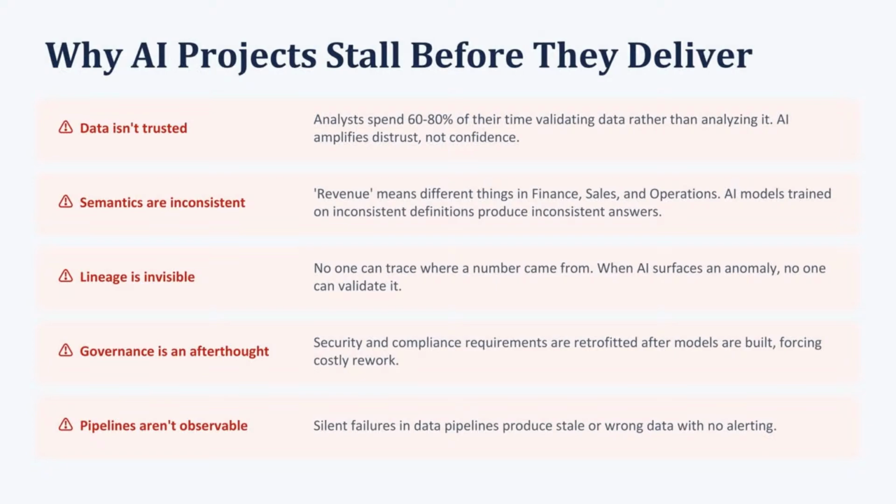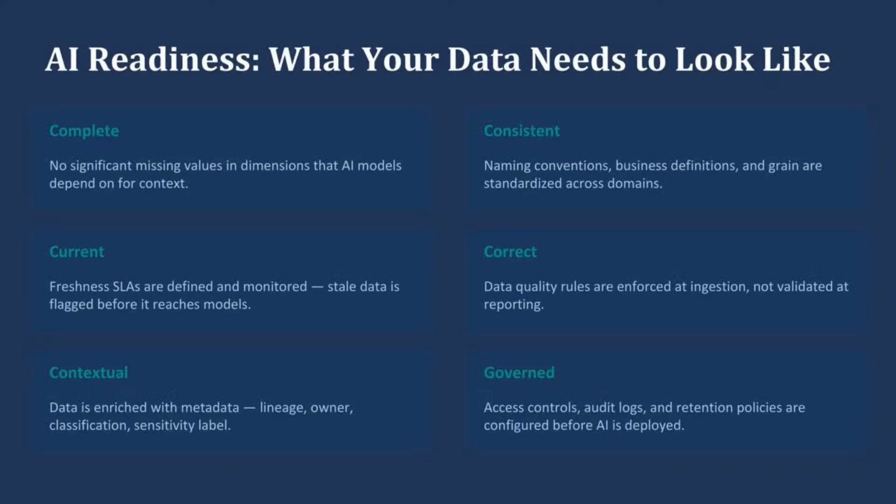So lineage is invisible, so no one can trace where the number came from. And so when AI surfaces an anomaly, no one can validate it. Governance is an afterthought, so security and compliance requirements are retrofitted after models are built, forcing costly rework, and pipelines aren't observable. So silent failures in data pipelines produce stale and wrong data with no alerting. So AI readiness, what your data needs to look like: complete, current, contextual, consistent, correct, and governed.